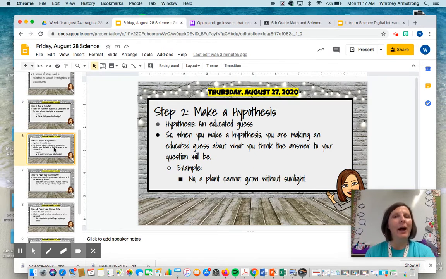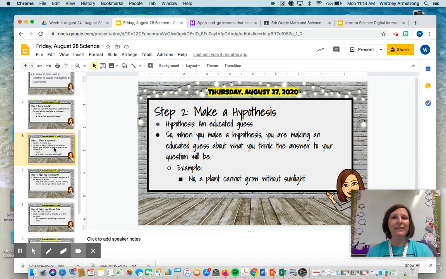So step 2, make a hypothesis. I like the word hypothesis. I think it's a cool word. A hypothesis is actually an educated guess. So you ask your question, and next step, you make your hypothesis and you say what you think will happen.